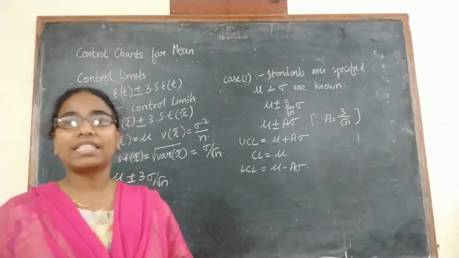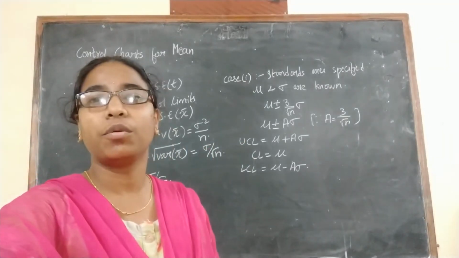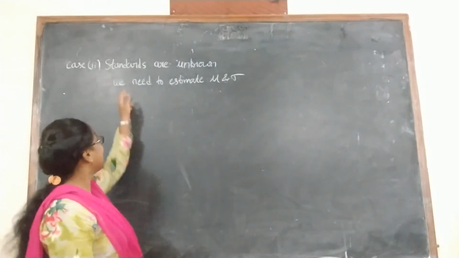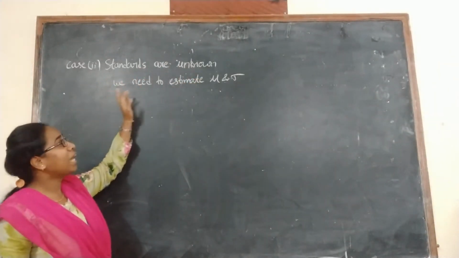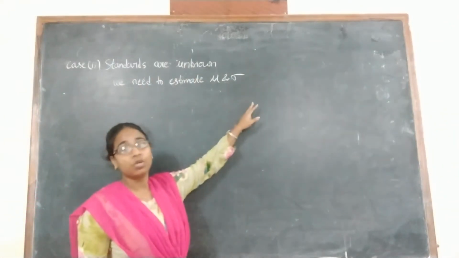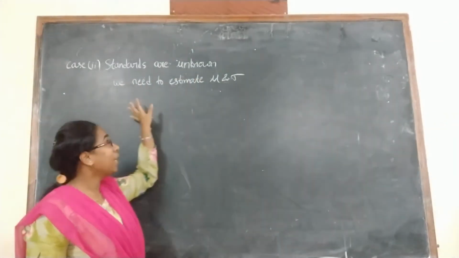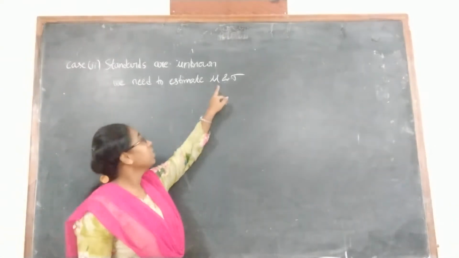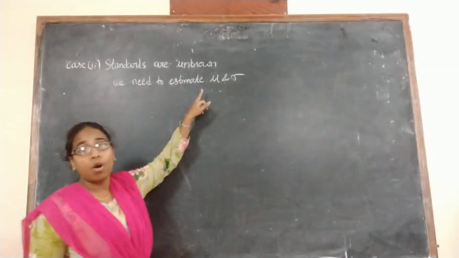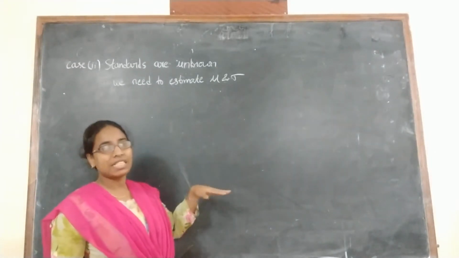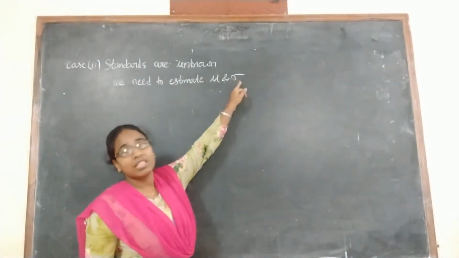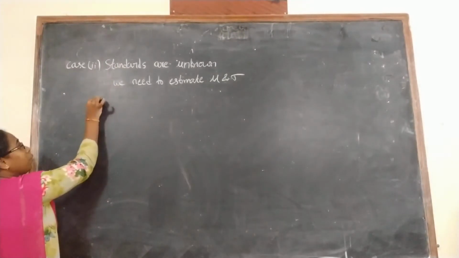Now we'll see the next case, when the standards are unknown. Case 2: the mu and sigma values are unknown. So when they are unknown, we need to estimate the parameters. Mu is nothing but the population mean, so it can be estimated by using the sample mean. This sigma can be estimated in 2 ways.